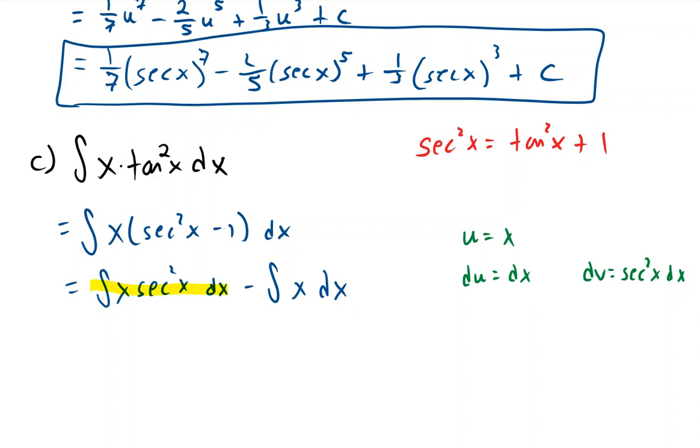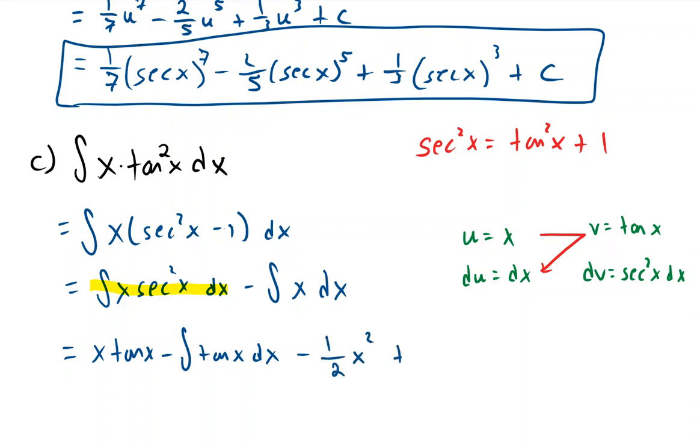And when we integrate this, or when we find the antiderivative, that means that v must be equal to tangent of x. Now, using our rules for by parts, we're going to do u times v minus the integral of v du. That's x times tangent of x, minus the integral of tangent of x dx. And then here we still have minus the integral of x dx. Now minus the integral of x dx is a pretty direct integral, 1/2 x squared. And then we're going to need a constant for all of these integrals.